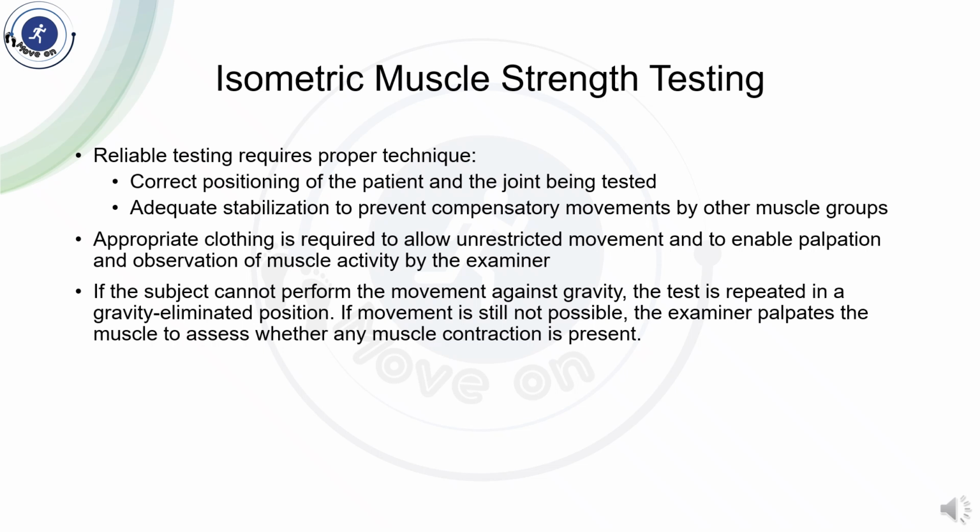If the subject cannot perform the movement against gravity, the muscles should be tested in a gravity-eliminated position by positioning the patient so that the movement occurs parallel to the ground and the effect of gravity is minimized. If the patient still cannot produce the movement, the examiner should palpate the muscle and ask the patient to contract again, assessing whether any muscle contraction can be felt.